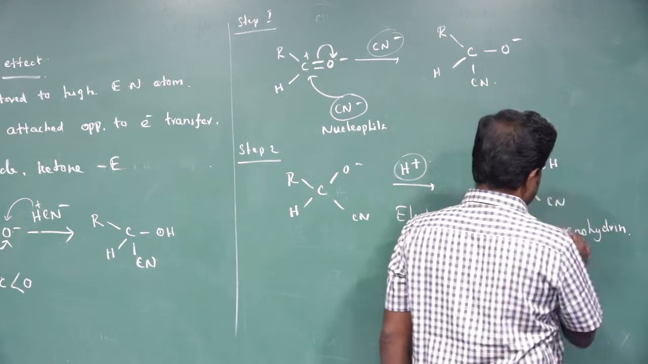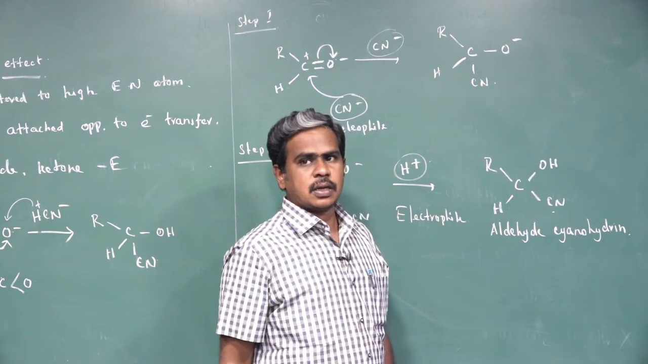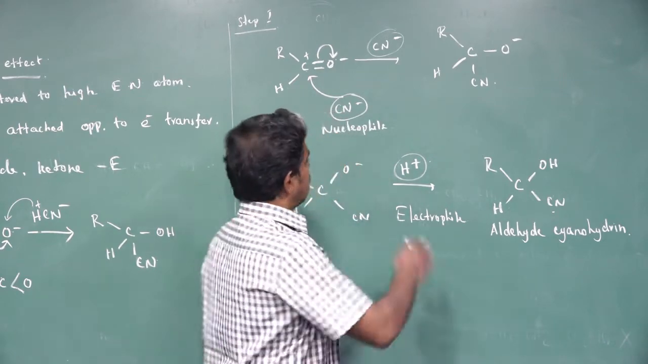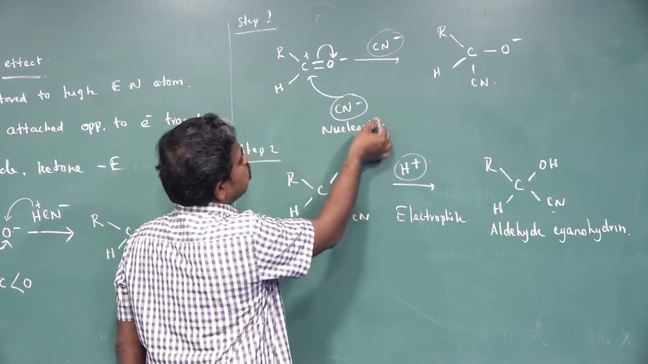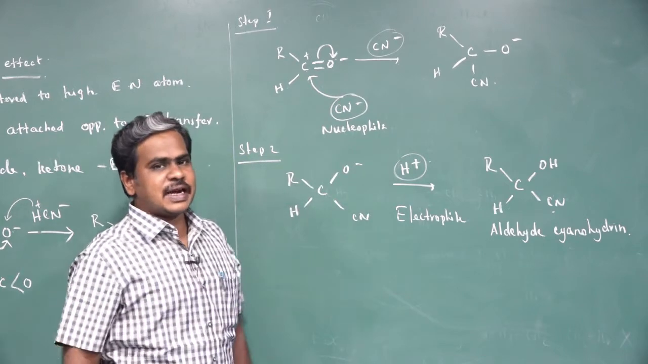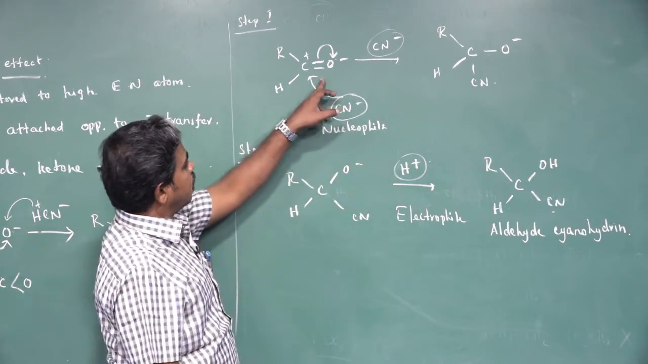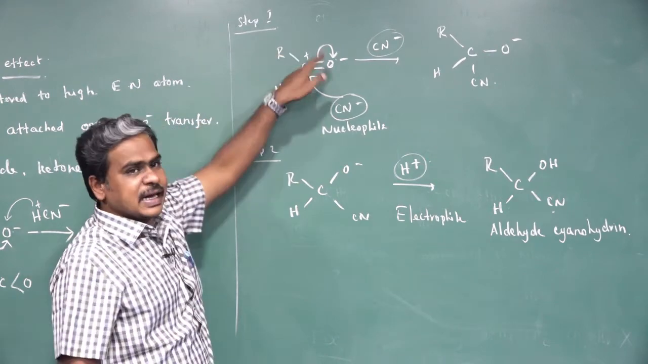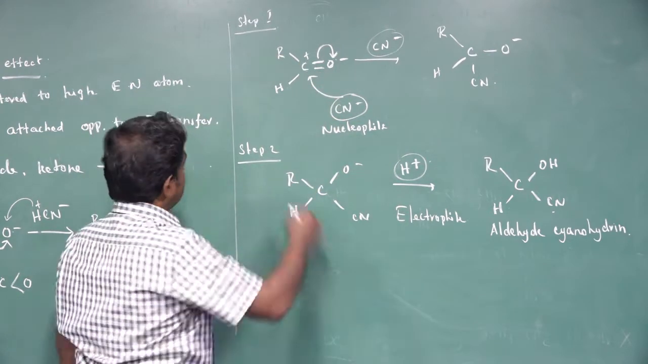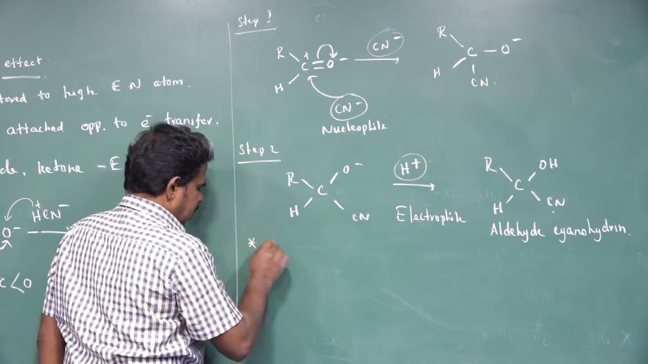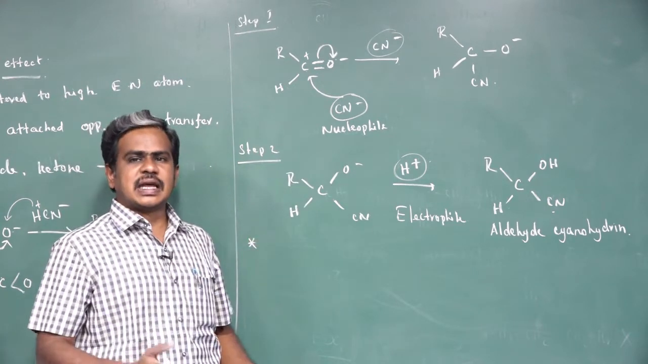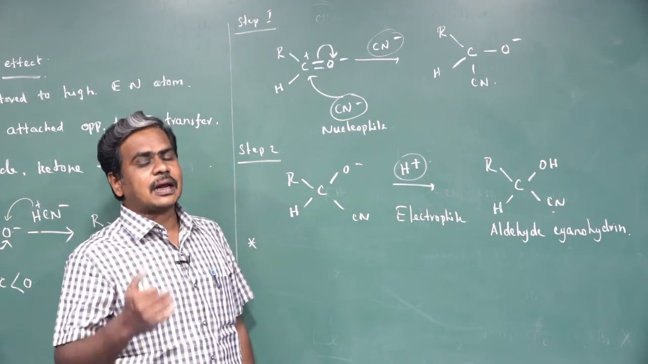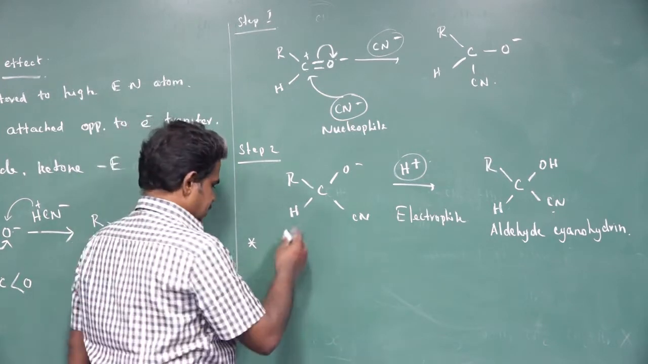Aldehyde cyanohydrin. It is cyanide and hydrogen. So aldehyde cyanohydrin. Here the first step is nucleophilic addition. This addition is going to attach where the electron density decreases. So this negative electromeric effect is nothing but the reagent is attached where the electron density decreases.